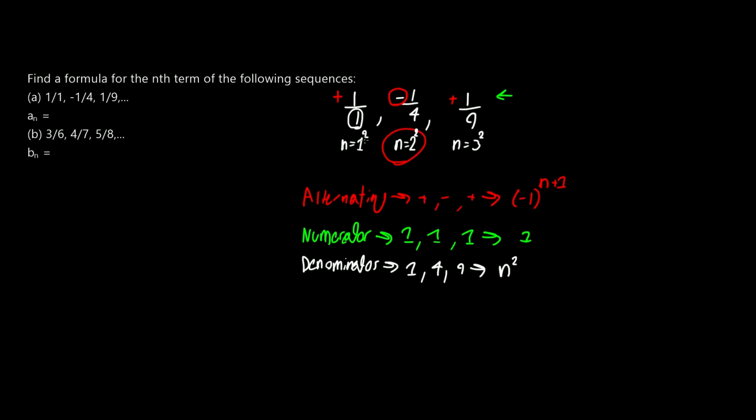That might not be as easy to see if you didn't have the n equals 1, n equals 2, and it might take a little bit more work to see that. So I would always recommend to just write down what term you're on for every term that you're given.